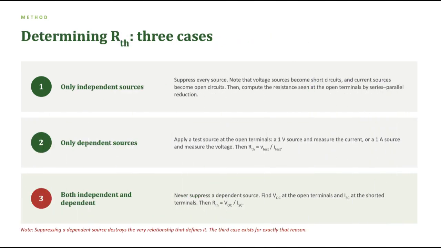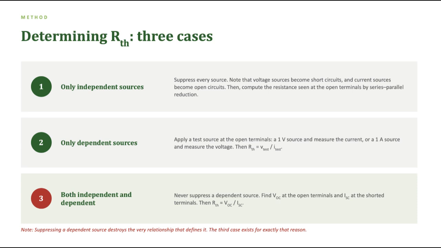Case 1 is the routine one. Suppress means, ideal voltage sources become short circuits, ideal current sources become open circuits. Then reduce by series and parallel. Case 2. No independent source means V open circuit is 0, so any ratio method collapses to 0 over 0. You have to excite the network yourself. Apply a test source, measure the response, and take the ratio. Case 3 is the trap. Do not suppress a dependent source. A dependent source is not an input, it is a constraint written by the rest of the circuit. Suppress it and you have destroyed the thing that defines the network.